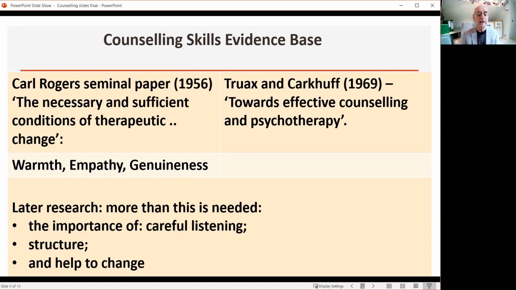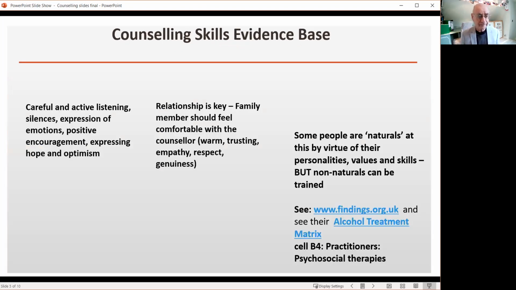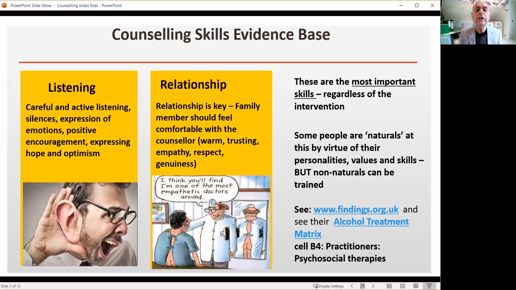Usually it is helpful for the counsellor to provide some structure to the counselling, and usually it is helpful for the person being helped to be facilitated to think about how to make some of the changes that they would wish to make. So as I say, research has moved on since the 1950s and 60s and has enlarged on these ideas, and our core counselling competencies are based on this research.